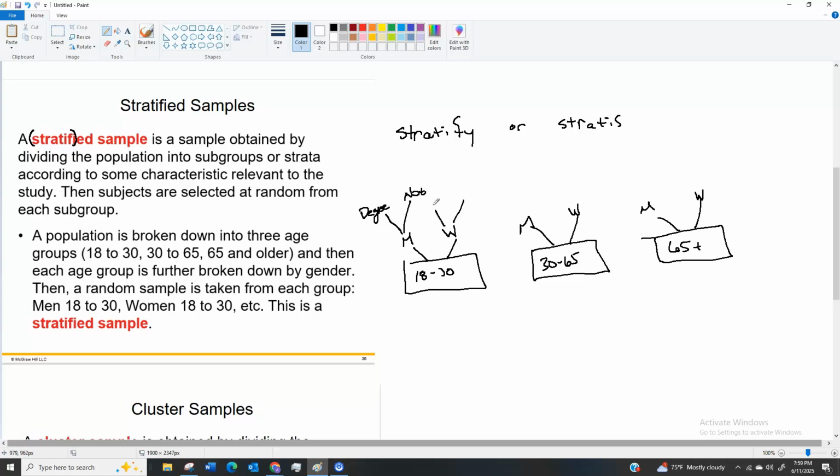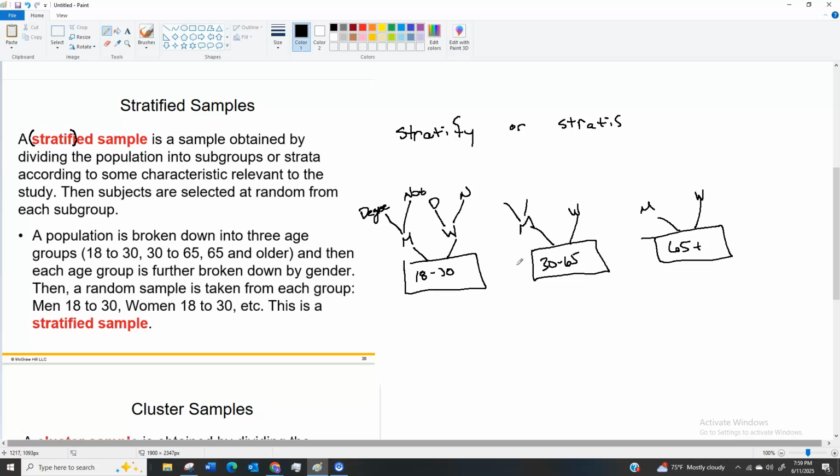Okay, degree, not degree, and so on. And so you end up with these layers. This top layer would be 18 to 30-year-old men with degrees, 18 to 30-year-old men that don't have degrees, 18 to 30-year-old women that do have degrees, 18 to 30-year-old women who don't have degrees. And you have these different layers.